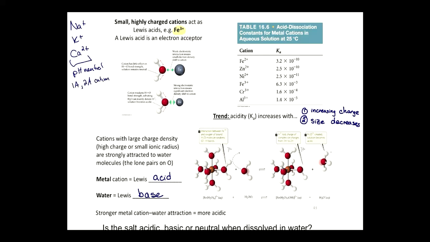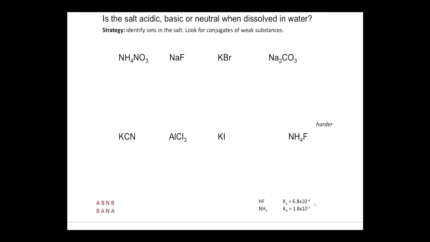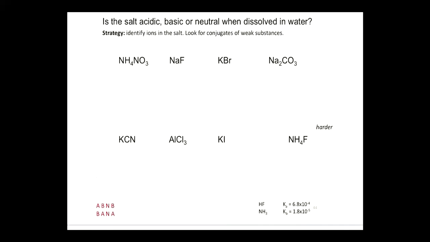But basically anything else that's not a group 1A or 2A cation is going to be a Lewis acid. Okay, great. So let's do this and then do the demo. Here's a bunch of formulas. Let's look: when you dissolve these salts in water, are they going to be acidic, basic, or neutral?